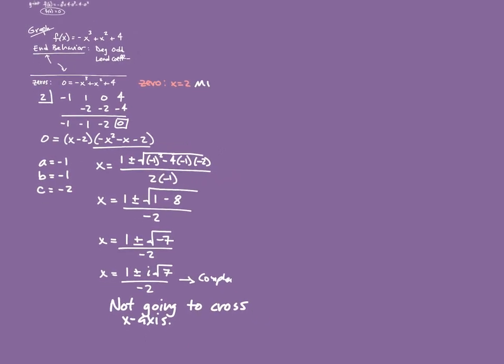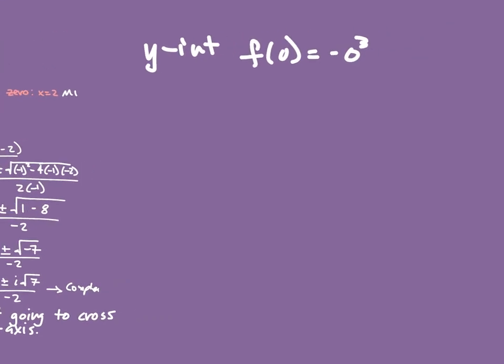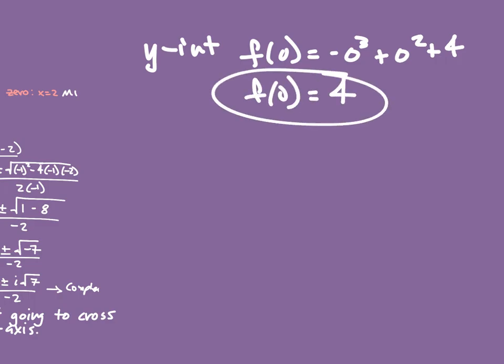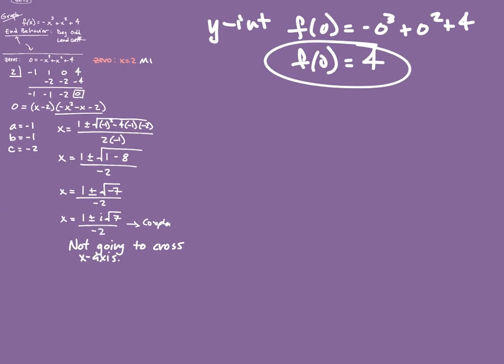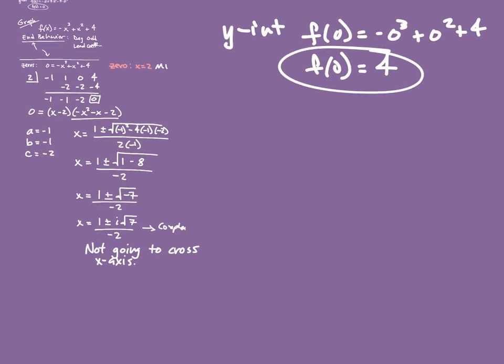The last thing I want to do here is calculate our y-intercept. All right, so I want to find f of 0. And when I find f of 0 of this function, we have negative 0 cubed plus 0 squared plus 4. All right, and that's just going to give us a value of positive 4. All right, so that's important that we've got that. We've got our 0 here of x equals 2. Let's put this all together. That's all the information that we need.